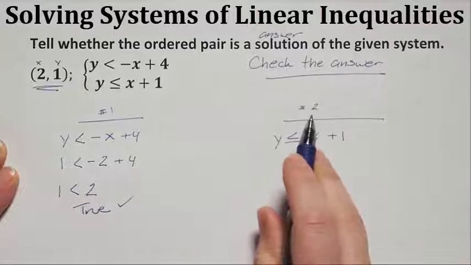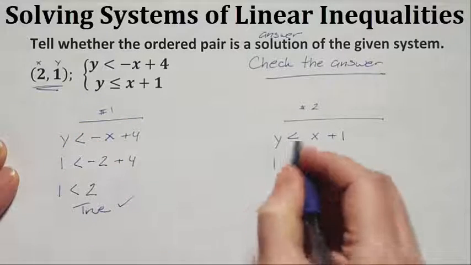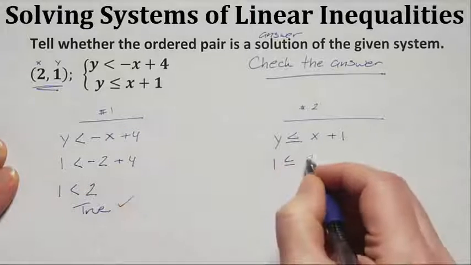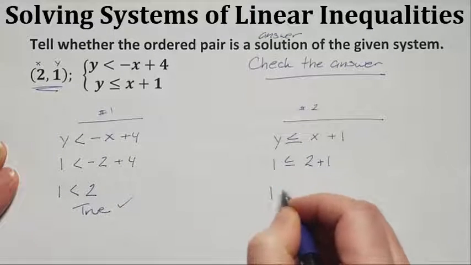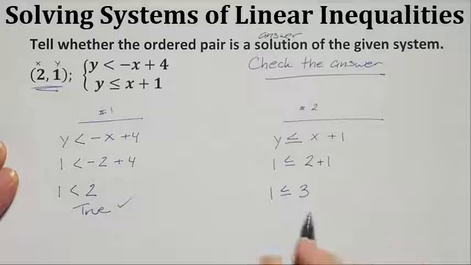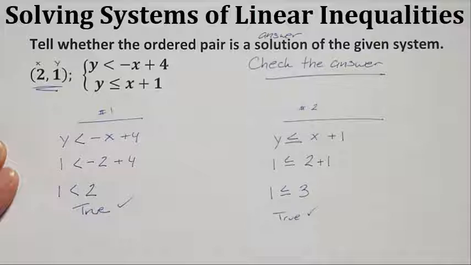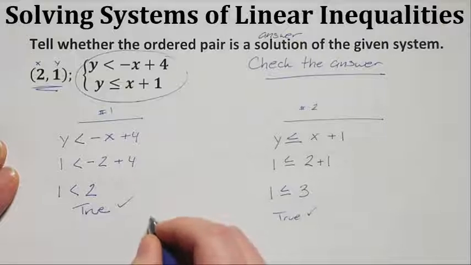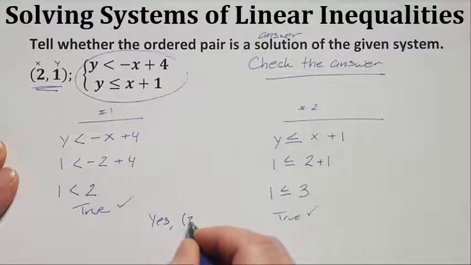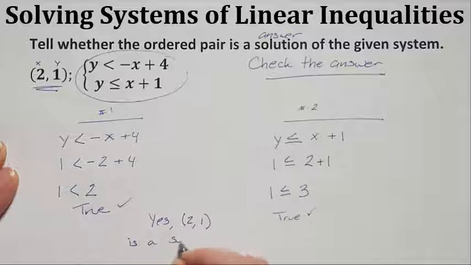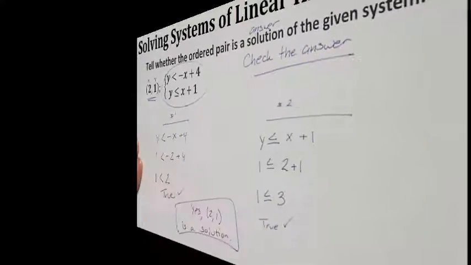So let's check equation number 2. I need my y. My y was 1, less than or equal to. I need my x, which is 2, plus 1. The left side was already 1, less than or equal to. 2 plus 1 is 3. Is 1 smaller than or equal to 3? Yeah, 1 is smaller than 3. So this statement is also true, which means it works for equation number 2. If it works for equation number 1 and for equation number 2, then it works for this entire system. If it works for the entire system, then you say yes. The coordinate point 2, 1 is a solution. And you have just checked your work.